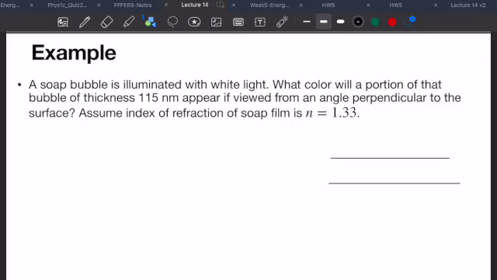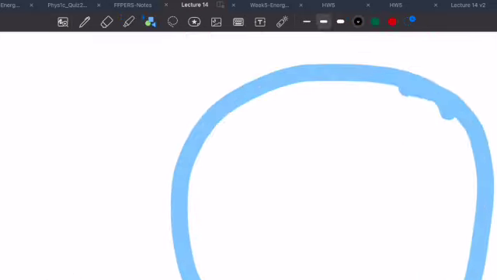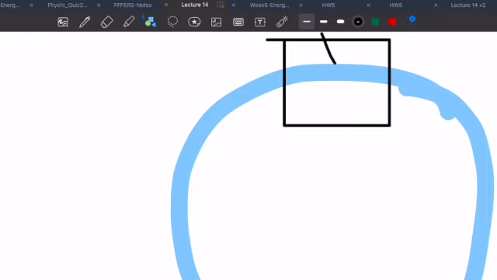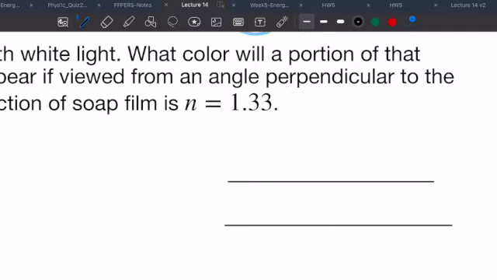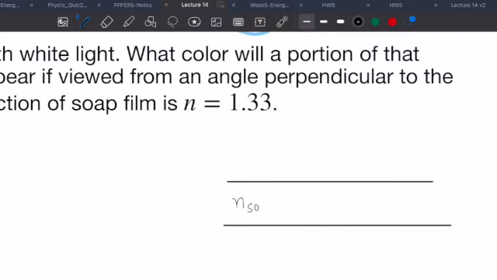So just to remind you, a soap bubble might look something like this. And we are zooming in far, far, far in here and looking at what happens when you have a light ray come in, refract, go out, and interfere with each other. Okay, so let's draw this out. We have n soap film, which is equal to 1.33. We have air out here, so n air equals 1, and air out here, n air equals 1.